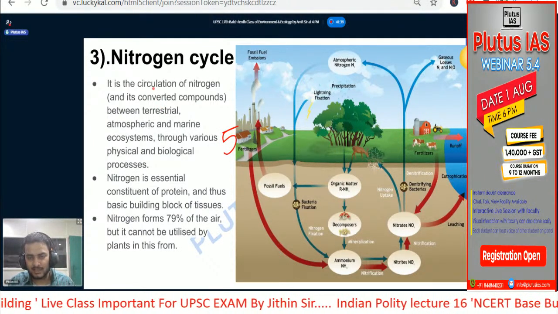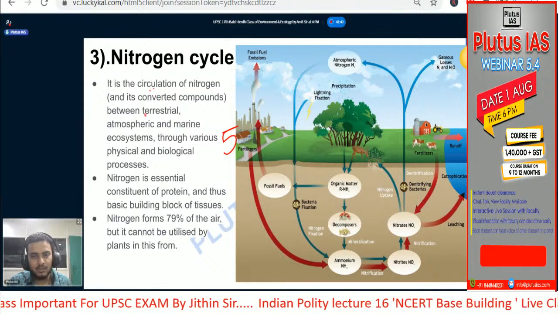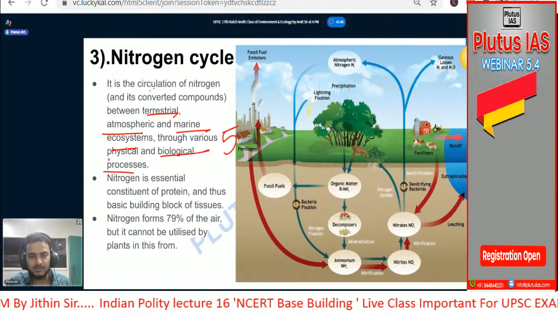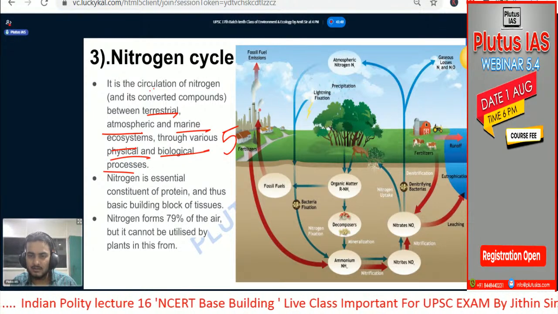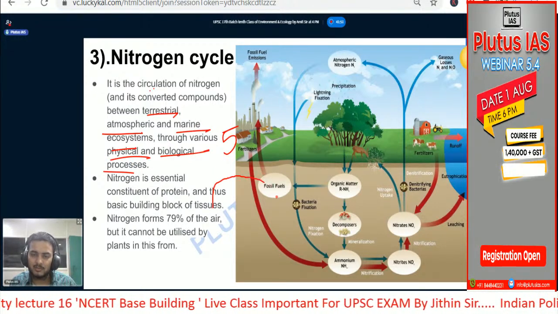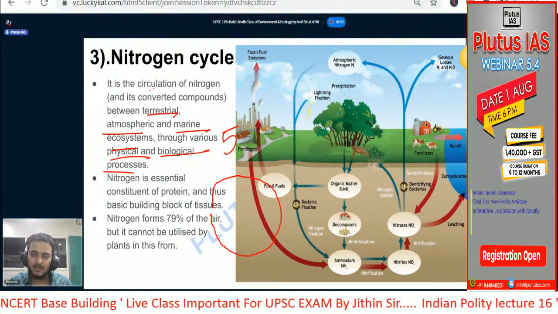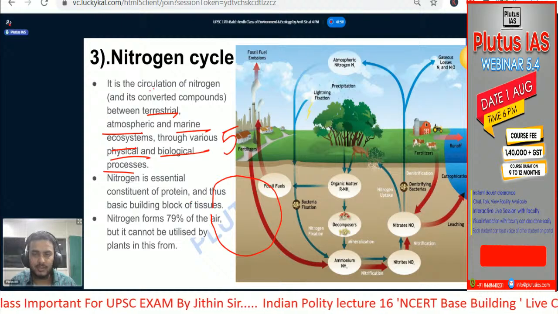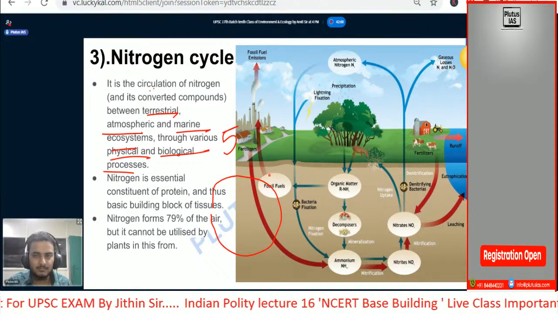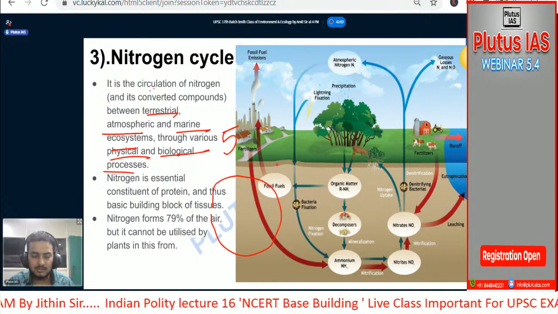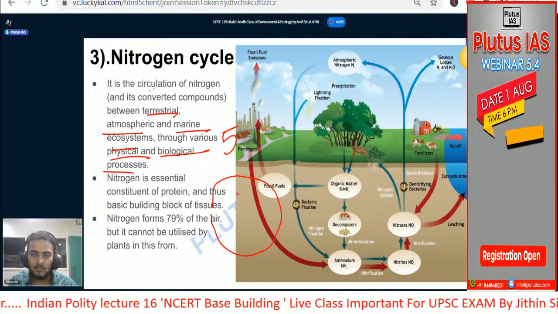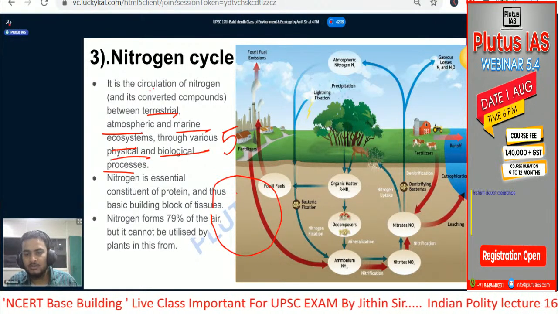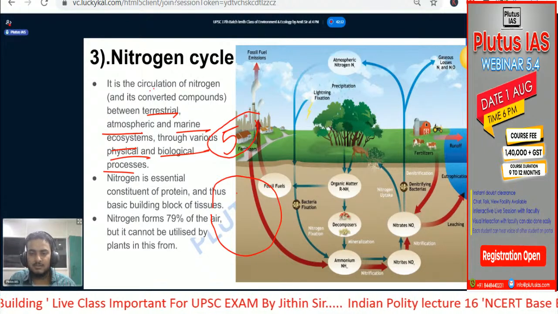It is a movement or circulation of that compound between terrestrial, atmospheric, marine ecosystems, biological processes or physical processes. So you can say it is the movement between the biosphere, atmosphere, hydrosphere and lithosphere. Every cycle has the same pattern of movement, but it can be slow or fast, long term or short term. The main thing is in what form it mainly goes into the cycle. So this nitrogen cycle has 5 parts.